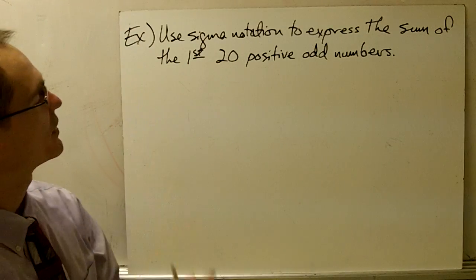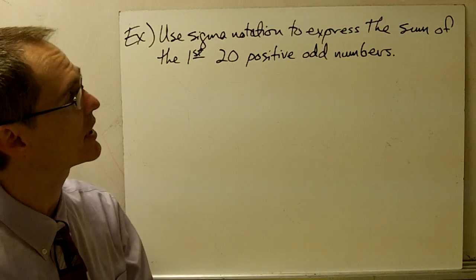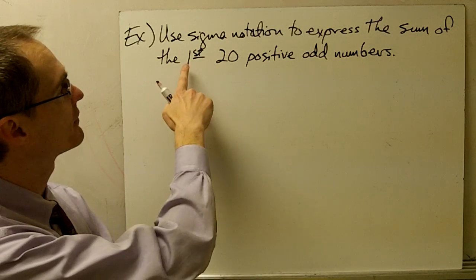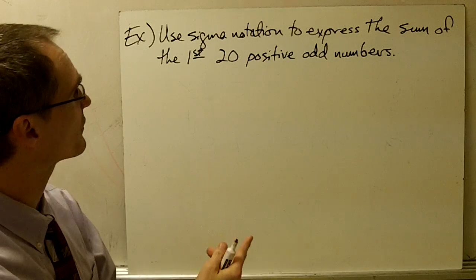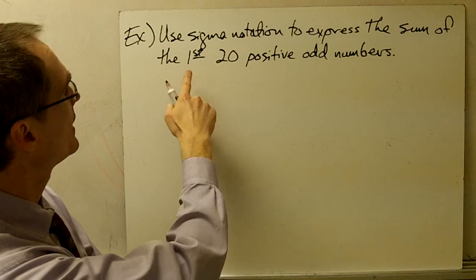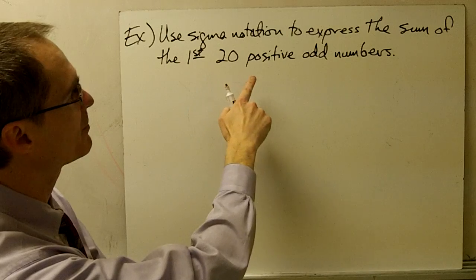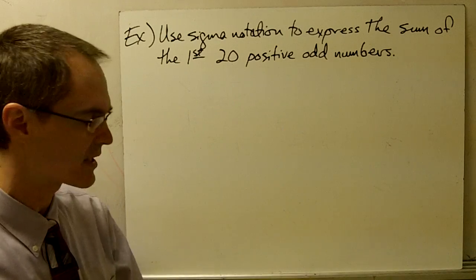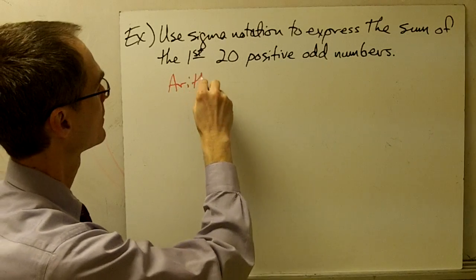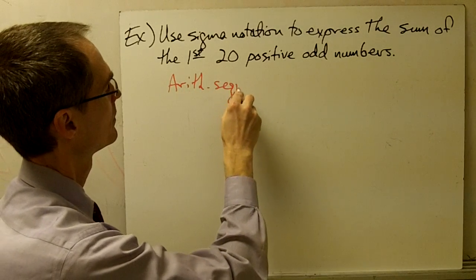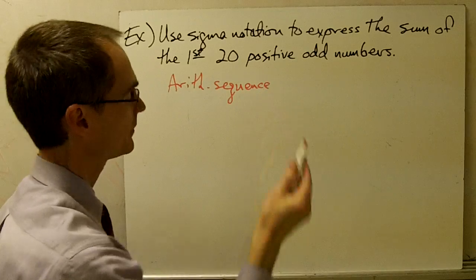All right. So let's take a look at what sigma notation is going to look like with an actual problem. In the example in your notes it says use sigma notation to express the sum of the first 20 positive odd numbers. Okay, so the first thing I want to note is that the first 20 positive odd numbers are just an arithmetic sequence like we've already looked at.